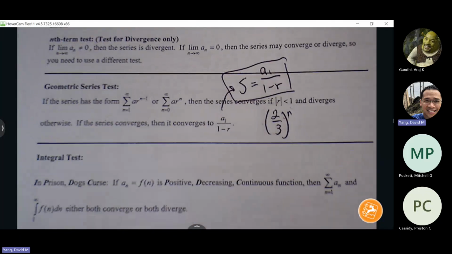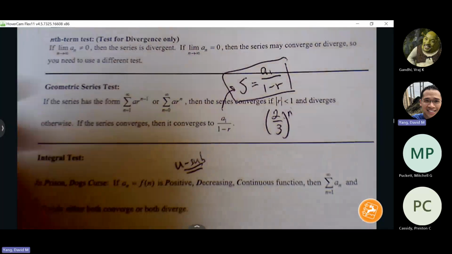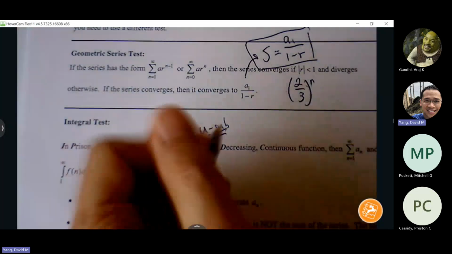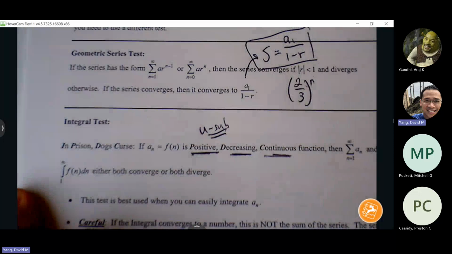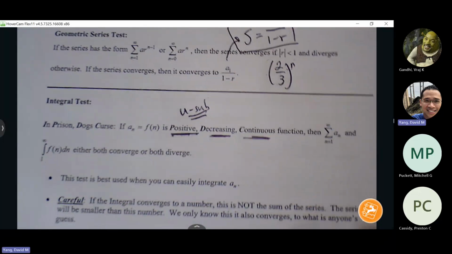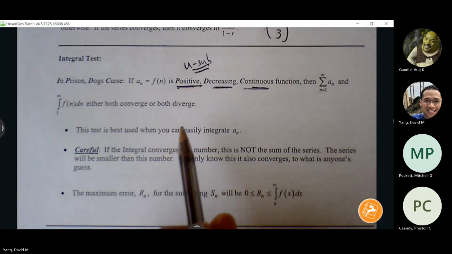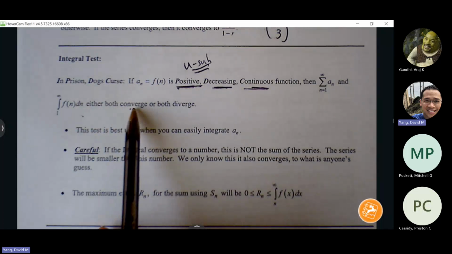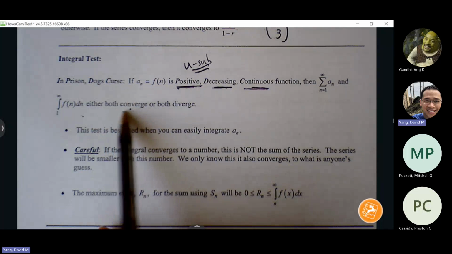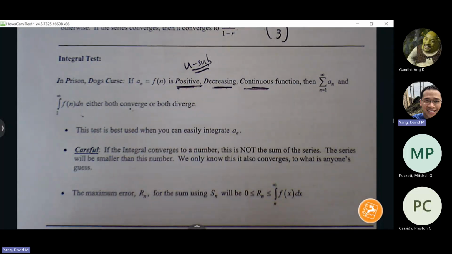Okay, integral test. If it looks like a U substitution problem, that typically is a good indication that we're going to be using integral test. And conditions, we have to make sure we state them: positive, decreasing, continuous. If the integral converges, then the series will also converge. That means if it approaches a real number. If it goes to infinity, then our series will also diverge.